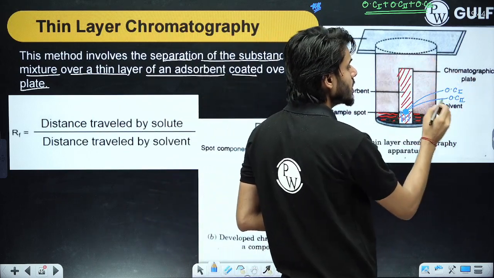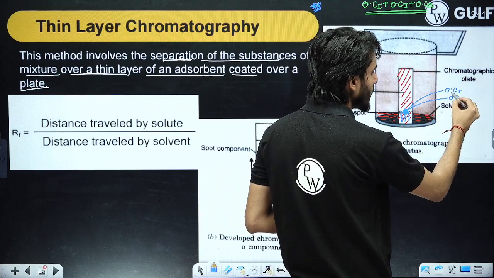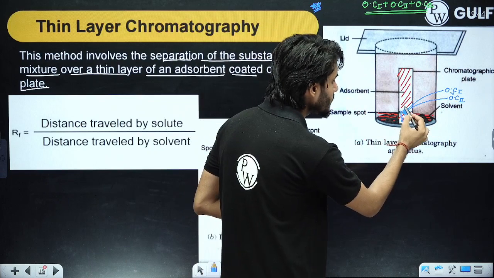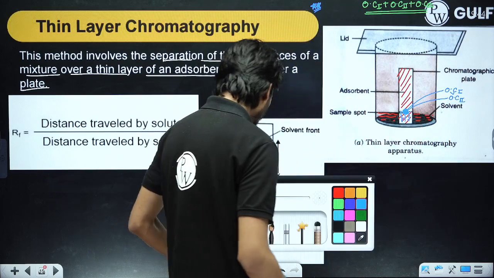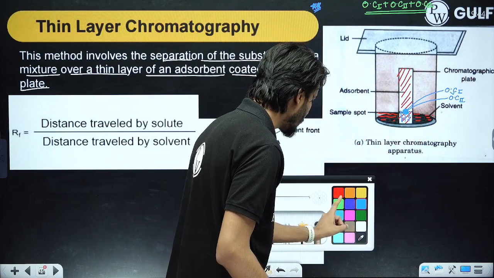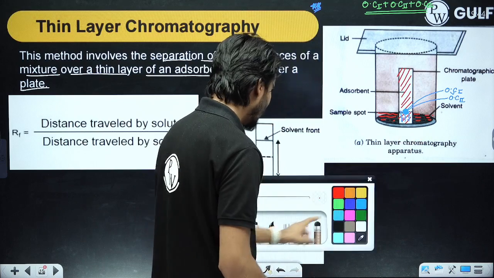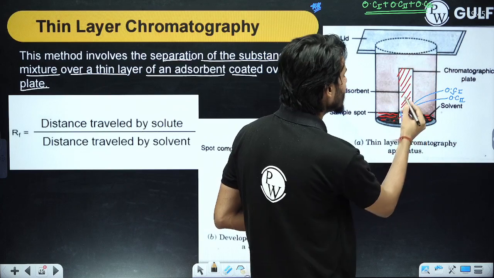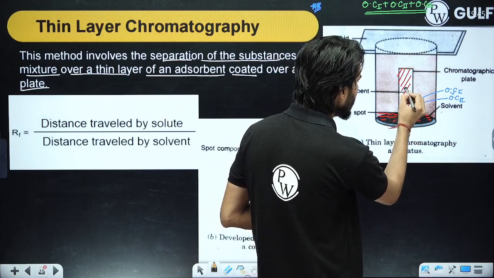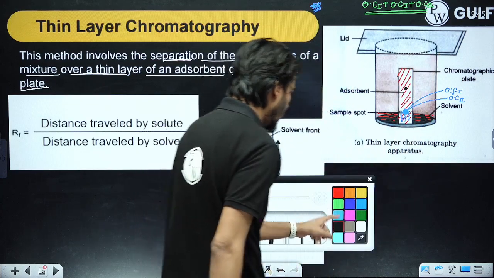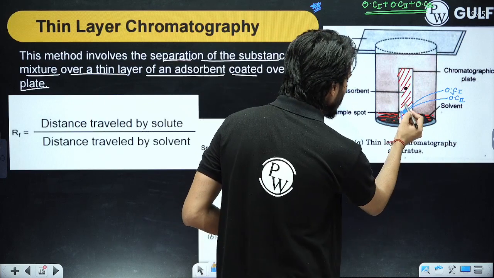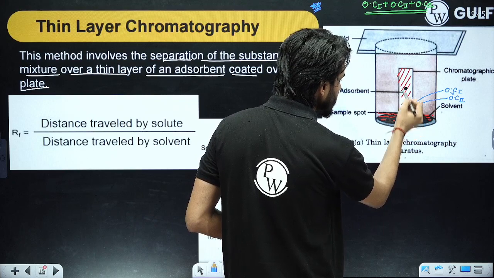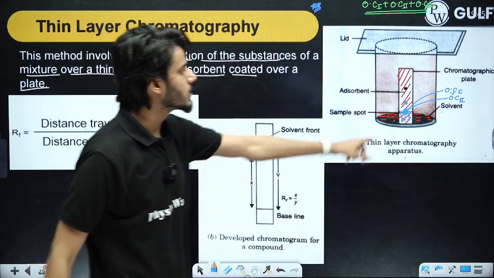let's suppose the degree of adsorption of the first organic compound is higher, so it will adsorb more and it will travel more. Let's suppose the color of this organic compound is black, so it will travel more with the solvent and will reach up to here. But the degree of adsorption of the other one is not as much as the first organic compound. It will just come along with the solvent up to here.